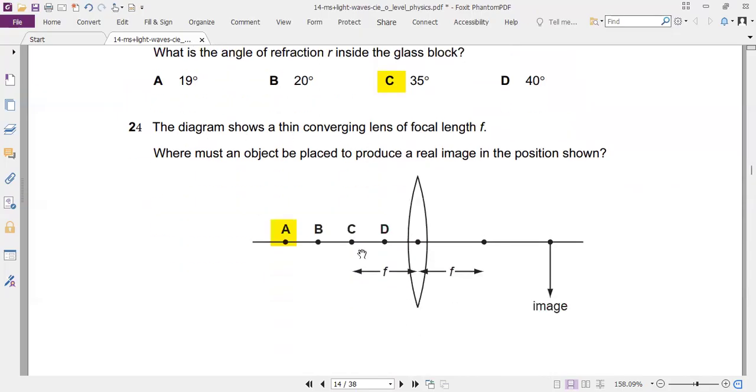Converging lens, focal length between these two points. If you want to produce a real image here, it is 2 focal lengths, so it should be placed at A. Again, 5 settings of the converging lens. So this is one of the settings: object at 2f, image at 2f. And remember, this is what we use in a photocopier.